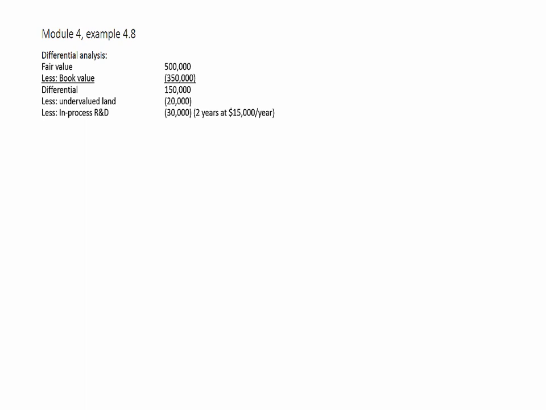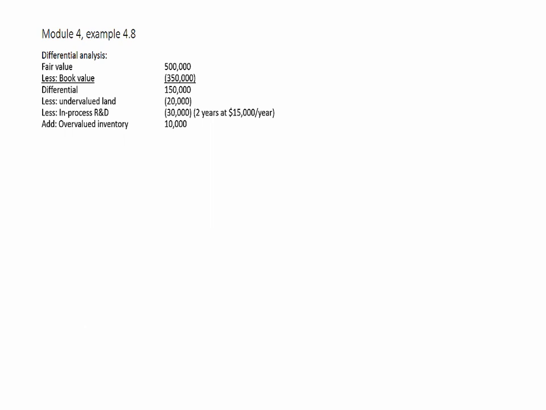Similarly with the in-process R&D. Apparently this in-process R&D is appraised to have a value of $30,000. That is not reflected on the balance sheet, but it is one of the reasons we bought Little, one of the reasons we paid the price we did. So again, that explains away part of that excess price we paid. And that in-process R&D is expected to have a 2-year life, so it's going to be amortized at $15,000 per year.